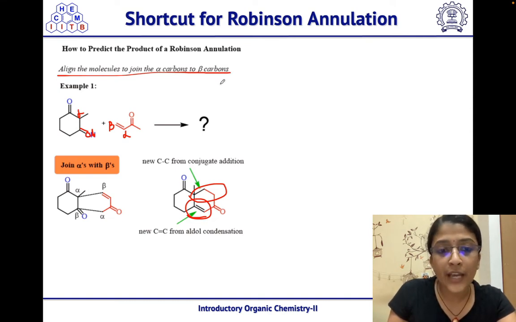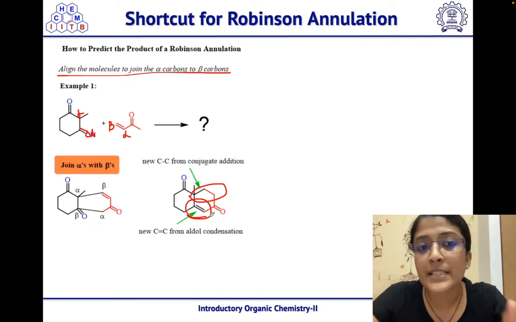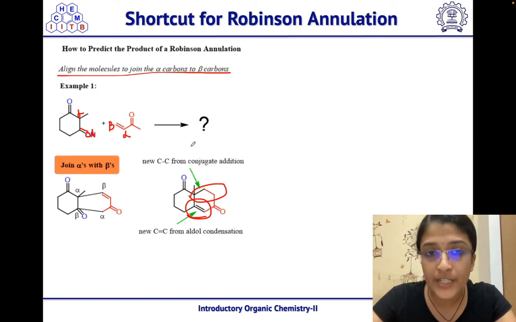The other thing we have to take into consideration is that there are two steps. One is the Michael addition reaction or the conjugate addition reaction, and the second reaction taking place here is aldol condensation, that is, aldol reaction followed by dehydration to give this double bond. Is this clear? Any doubt? We have discussed in detail the mechanism of Robinson annulation in the week 7 assignments. So here this is the shortcut method.